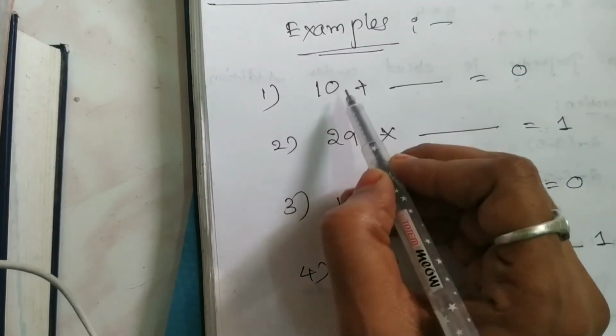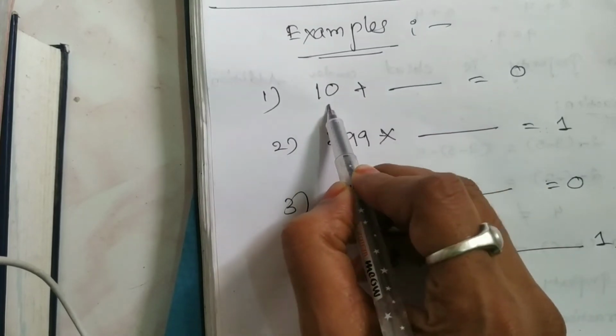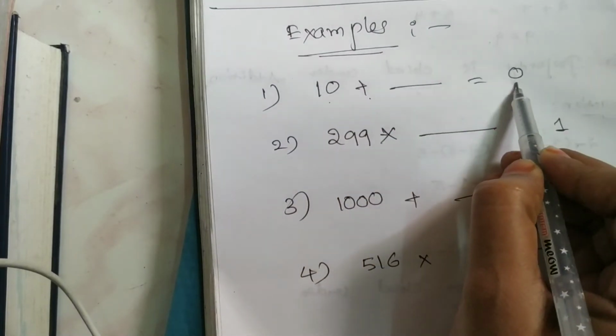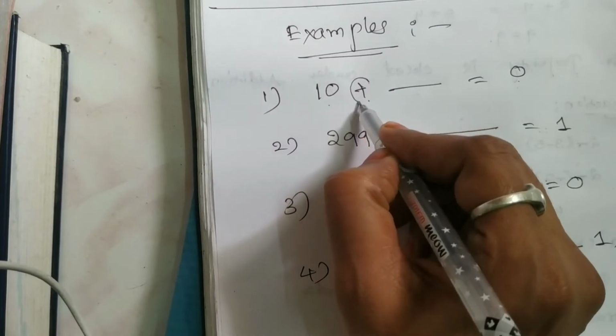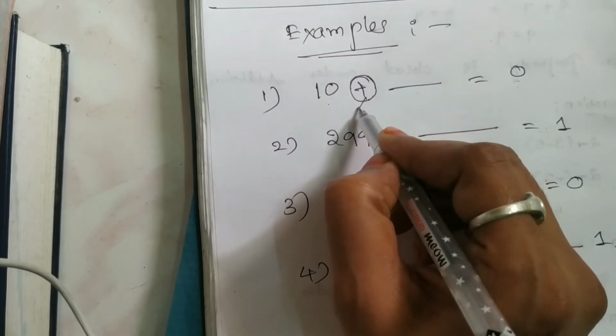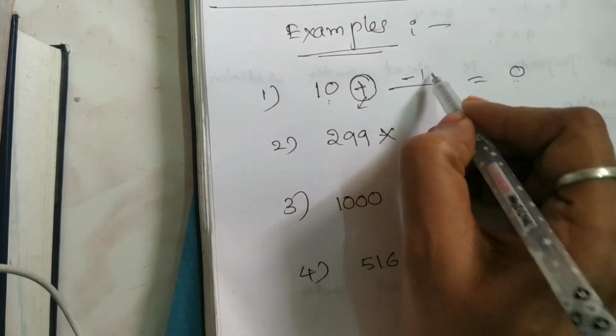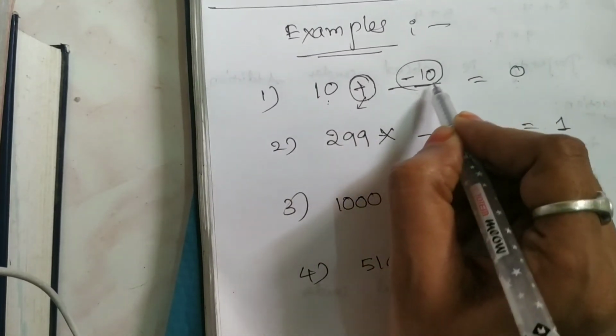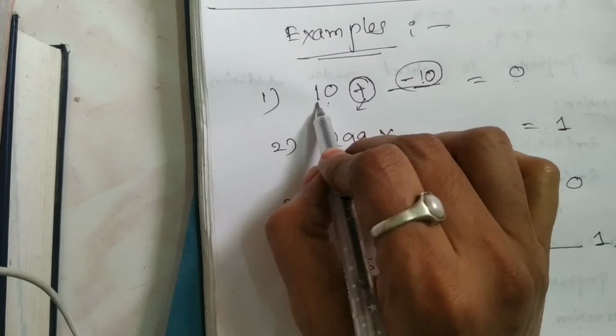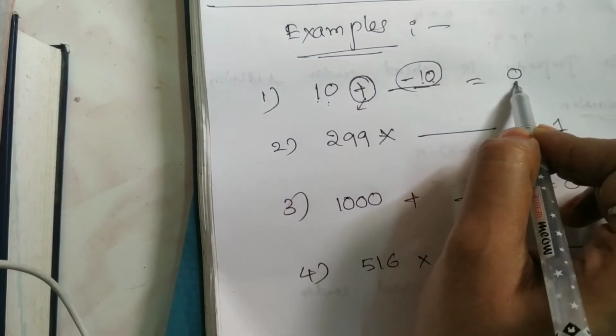Coming to the first example, here 10 plus dash equals 0. We see that plus is the additive sign. So the additive inverse of 10 is minus 10. So this is the additive inverse of 10. So 10 plus minus 10 equals 0.